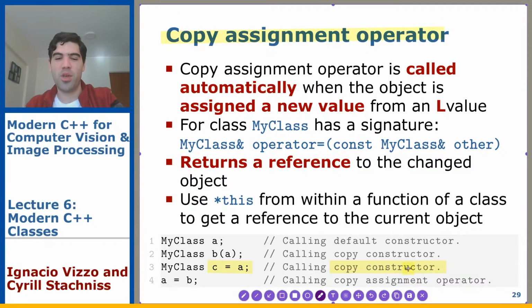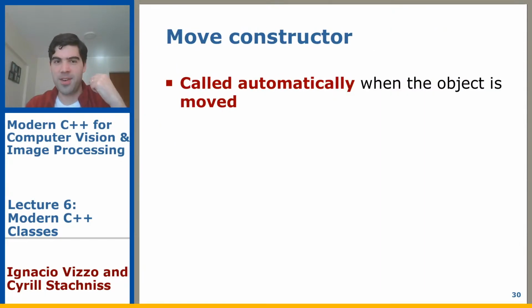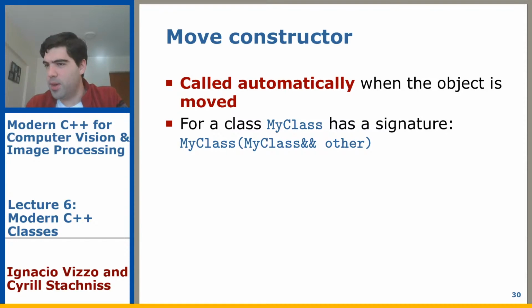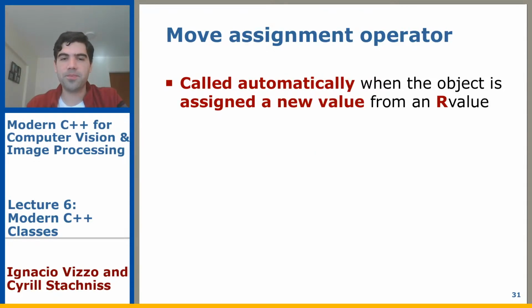So if for some reason you want to overload the copy assignment operator, you might have some reason of why you should do this. You will see some example on next lecture. There is also something called move constructor. So this is special function number 3. This will be called automatically when the object is moved. So the prototype is like this, and this is the interface as well.